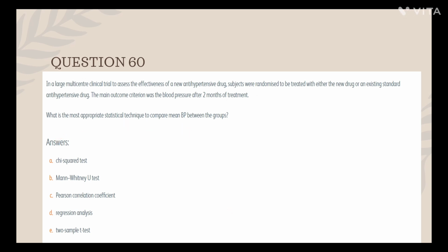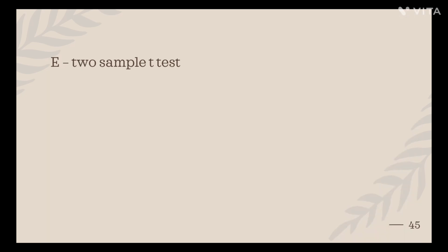To compare means between two groups, mean BP or mean anything, if it is two groups, you use a two sample t-test. If it is more than 2 groups, you have to use other techniques, but for 2 groups you use two sample t-test. Chi-square test you use if it is a yes or no question, whether hypertension has reduced or not. Otherwise, if it is mean between 2 groups, you use two sample t-test.